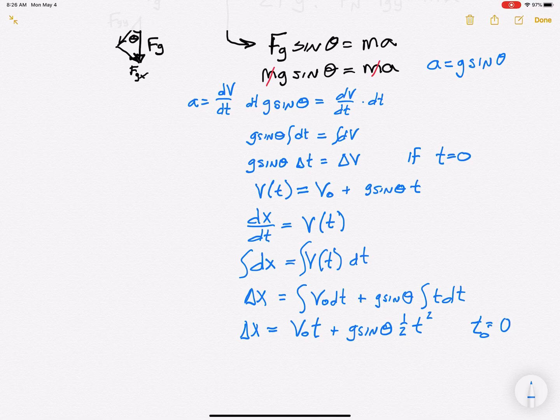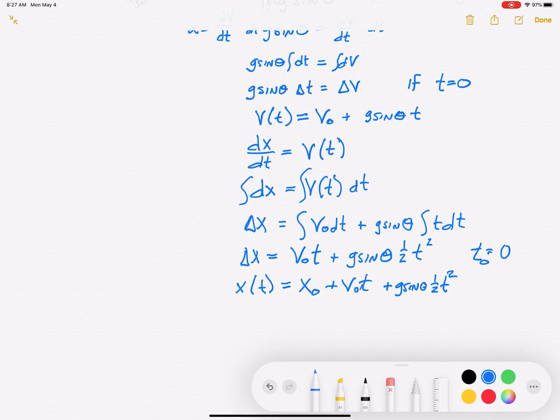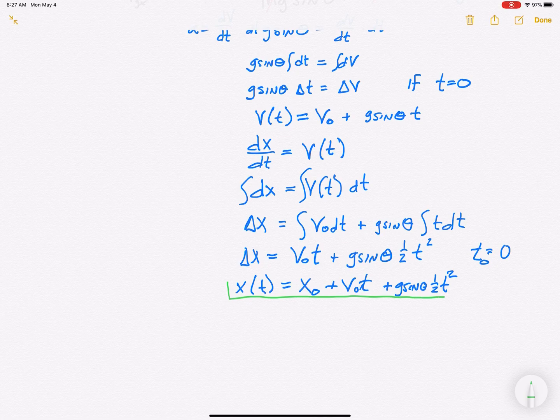And this is a very familiar equation to you. So we would write this in its final form as x of t is equal to initial x, v naught initial t, plus g sine theta 1/2 t squared. So this is the motion of the block down the incline as a function of time.